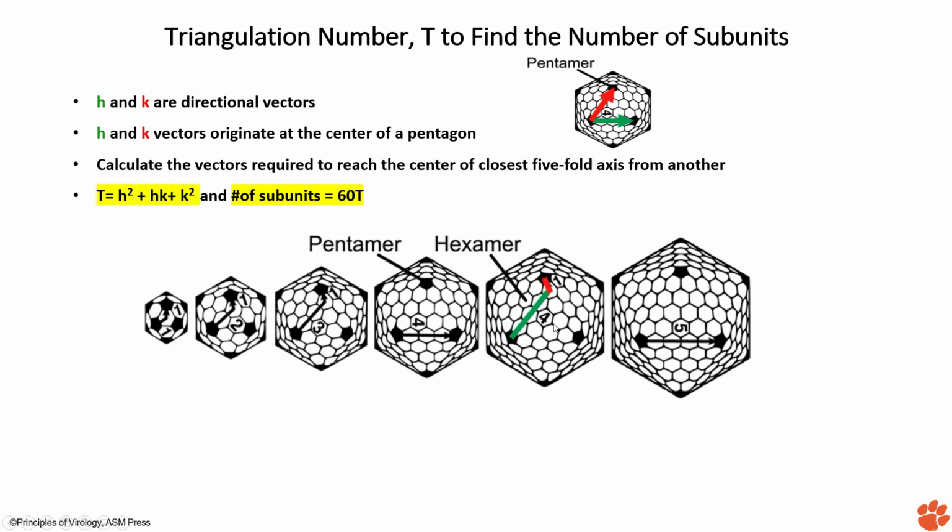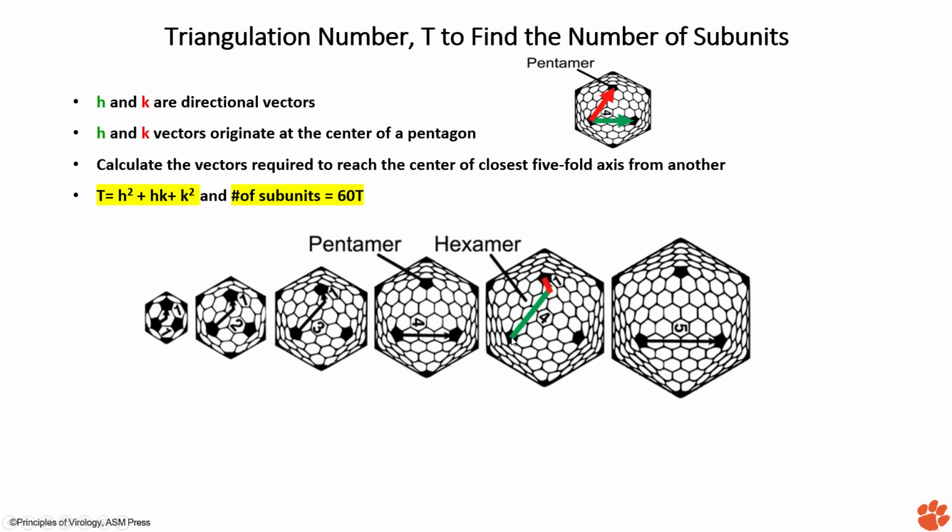So let's take a look at the structure right here. You can see that this is a pentamer and a hexamer. This is the closest vectorial distance between the 2 closest pentamers. Remember that, in between the 2 pentamers. So if I need to go from this pentamer to this pentamer, remember that all the whites are hexamers. They are not pentamers. The black ones are the pentamers.